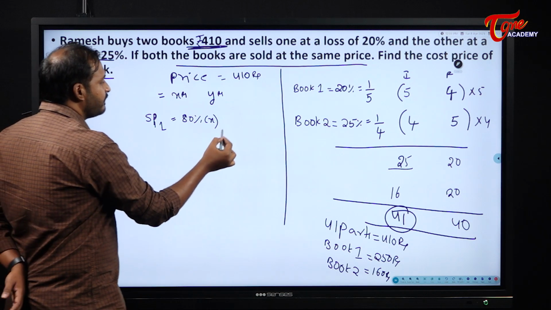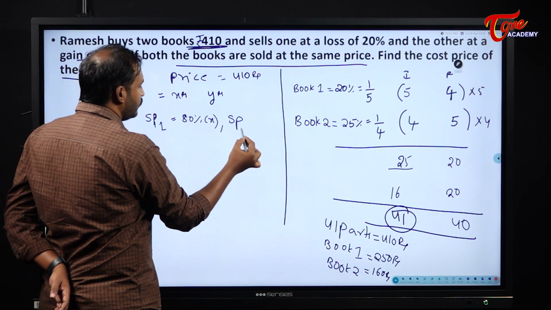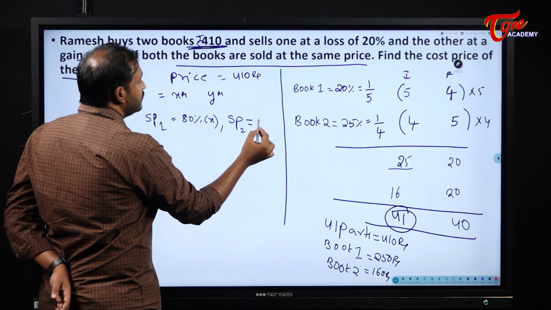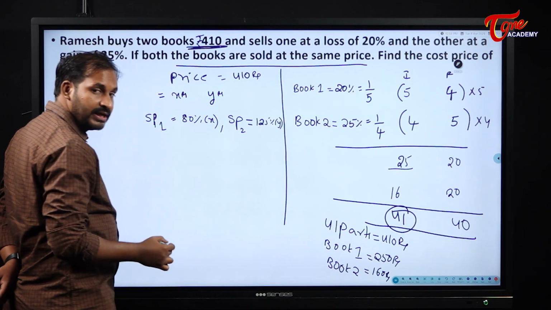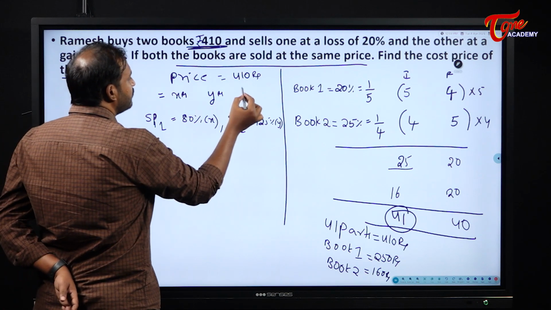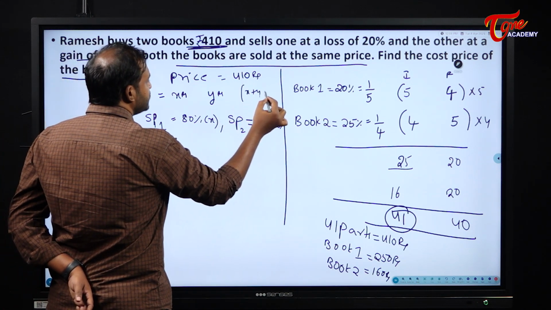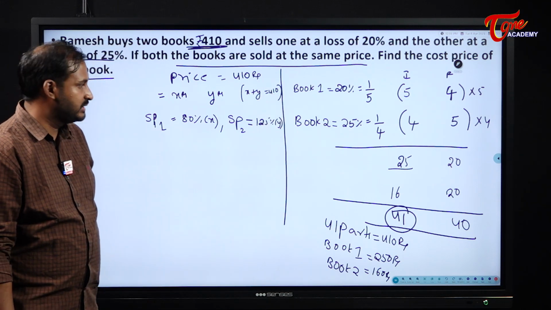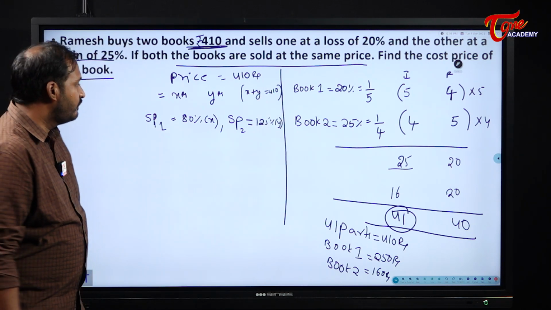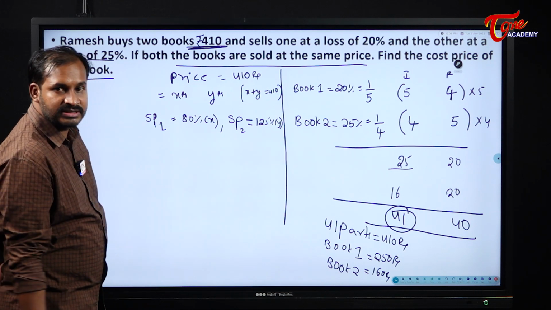When it comes to the selling price of book 2, this will become what for me? 125% of y. Why? Because he is selling at a profit. And one more thing I can write here is x plus y is equal to 410. Why? Because he purchased both the books for 410 rupees. Now we know that the selling prices of these two books are equal.